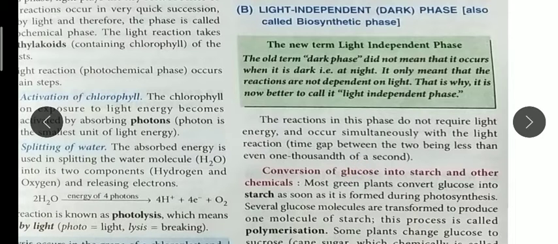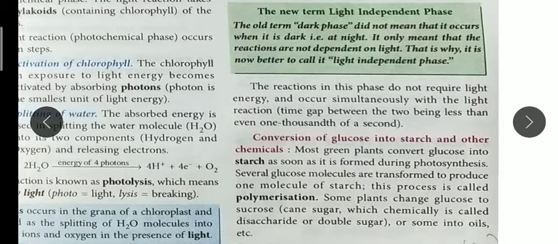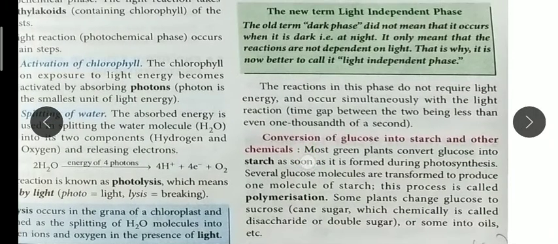So what happens in this phase? Carbon dioxide is reduced into glucose, and then the glucose is converted into starch and other chemicals. We all know that most green plants can easily convert glucose into starch during photosynthesis. Several glucose molecules combine and produce one molecule of starch.